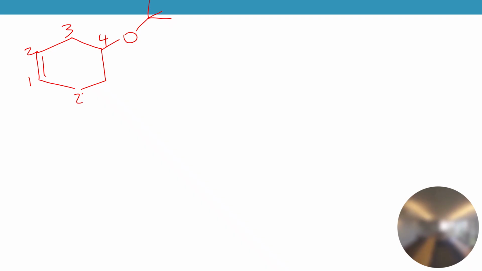Oh, I guess it doesn't matter. 1, 2, 3, 4, but 1, 2 to get to the double bond. So the double bond there is what's deciding the 1, 2. Okay, anyway, at 4, there is a terbutoxy. And then we don't indicate the 1, 2 because it's understood by the fact that this is an ene, so cyclohexene.